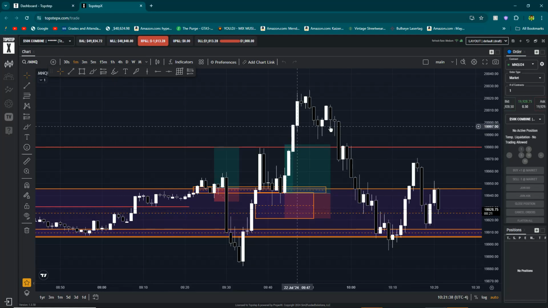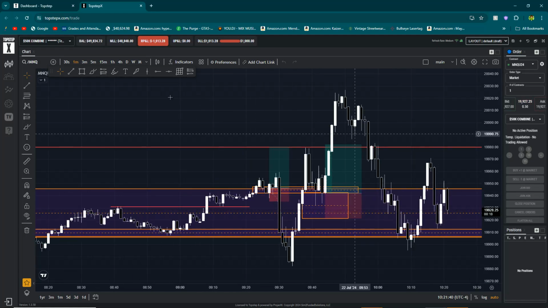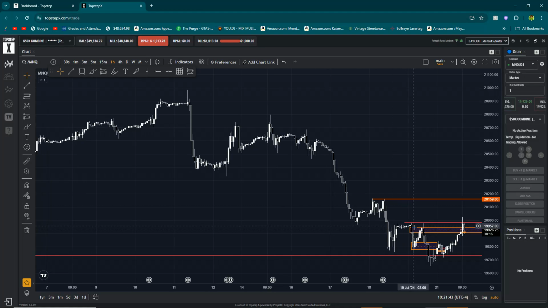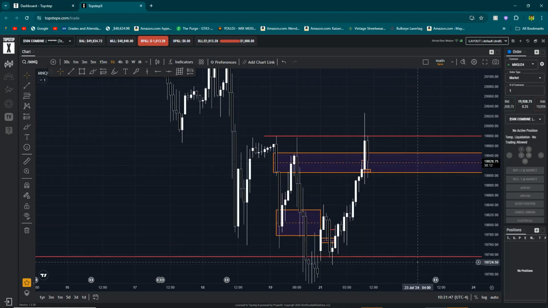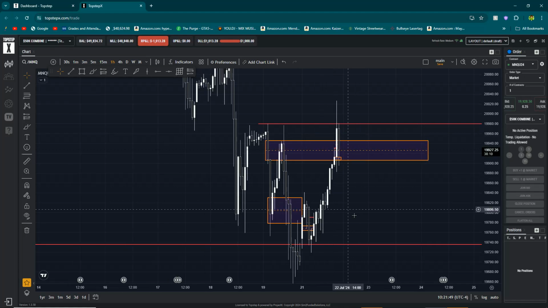Alright, quick little recap on how I lost these two trades and how I could have done better. First of all, coming into the first trade, saw some price action going on, right? What are we looking for? Liquidity and fair value gap. So this is where we are right here.